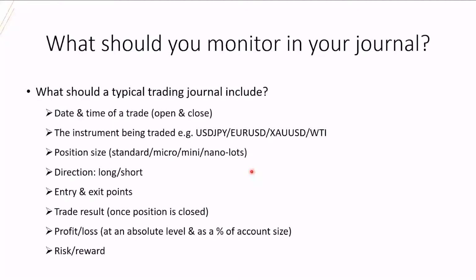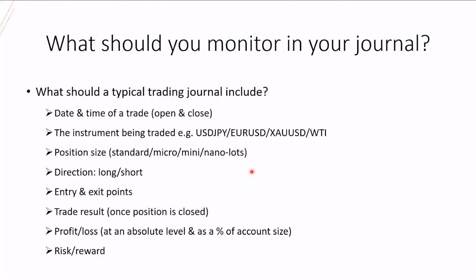And then, of course, you have to identify the instrument being traded. If it's a currency pair, is it the dollar yen, euro, cable? If it's a commodity, is it gold, which is XAU USD, or is it crude oil, which could be WTI or Brent? And also, is it an index, could it be the S&P 500, the Nasdaq 100, the DAX, and so on and so forth.